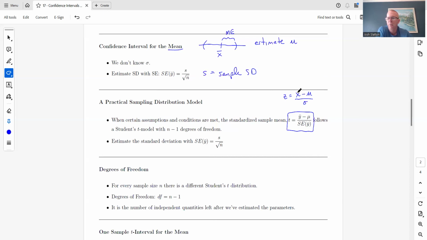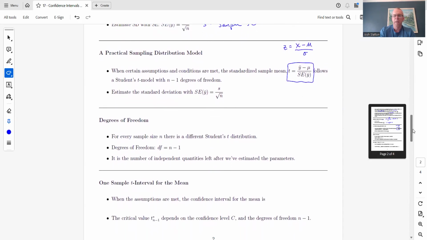And so the x was the data point, and here y bar is a data point on that histogram. It is the sample mean, but it's still a data point. So it still follows that formula: mu and mu, and sigma, which was the population standard deviation, and here it's the standard deviation of these sample means that we're getting. So this is what's called a Student's t model with n minus 1 degrees of freedom. We won't spend too much time on degrees of freedom; we'll mention it here in a minute. Estimate standard error, again, with this s over square root n.